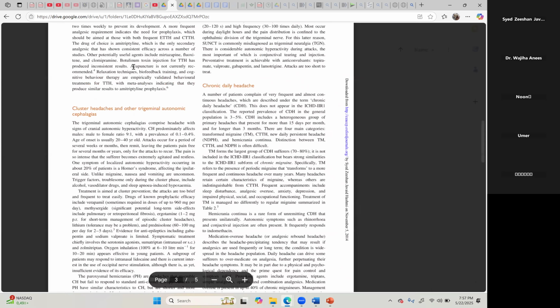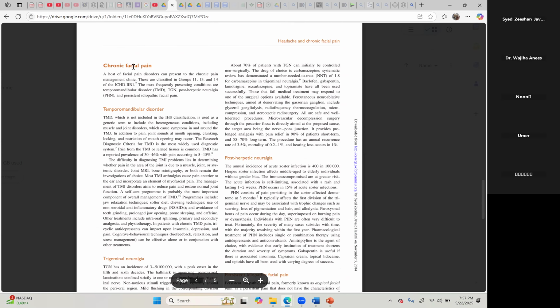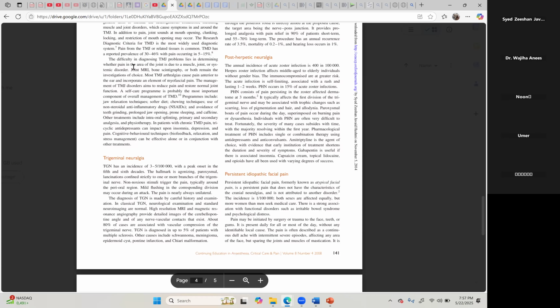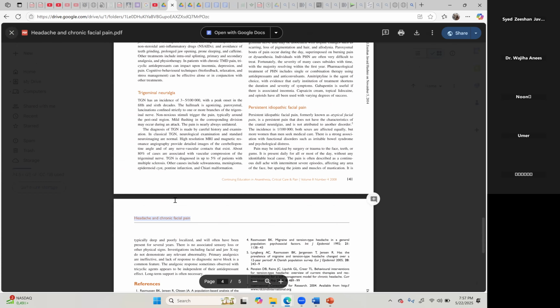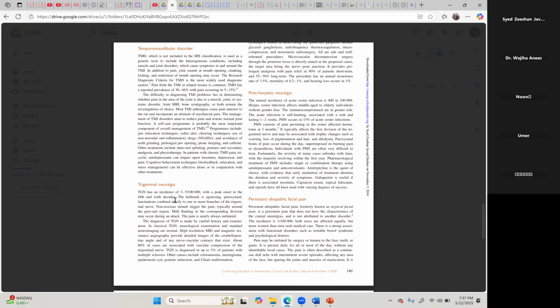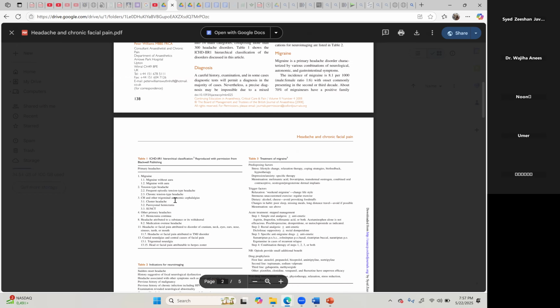So you can have a look here. TM disorders, post-herpetic neuralgia, trigeminal neuralgia, persistent idiopathic facial pain. And then dental problems can present as a headache, eye problem, ear problem, and even brain pathologies. So all can come, and you just have to differentiate between various causes.